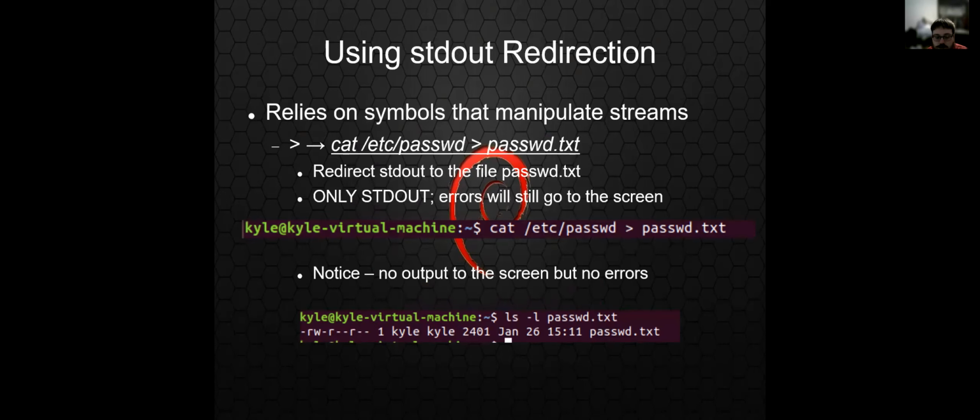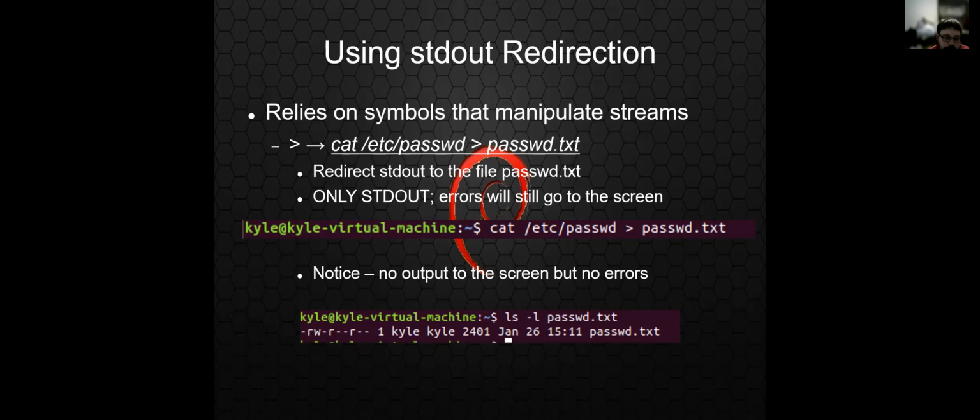So here's another example of redirecting standard output. Again, it relies on the greater than symbol. In terms of overwriting, if I want to do appending, it would be two of them. But I could, for example, type cat /etc/passwd. Cat is used to read the contents of the passwd file in the etc directory, which again is user information. And I'm redirecting it to the passwd.txt file.